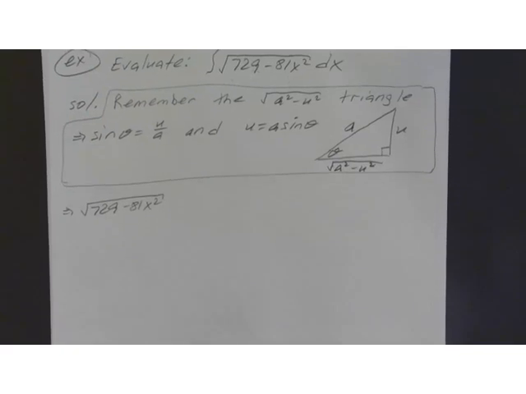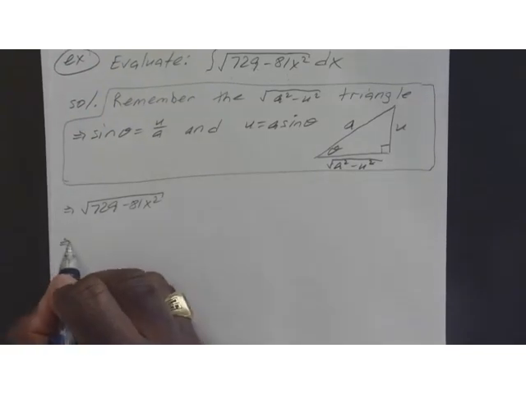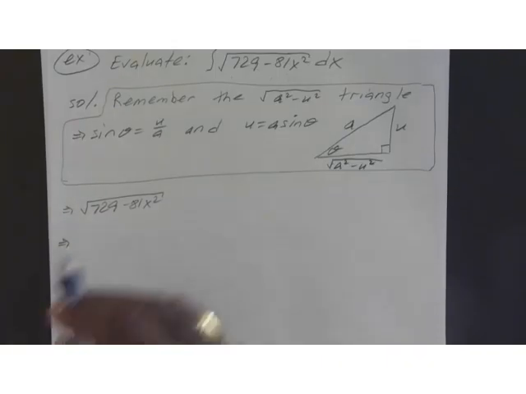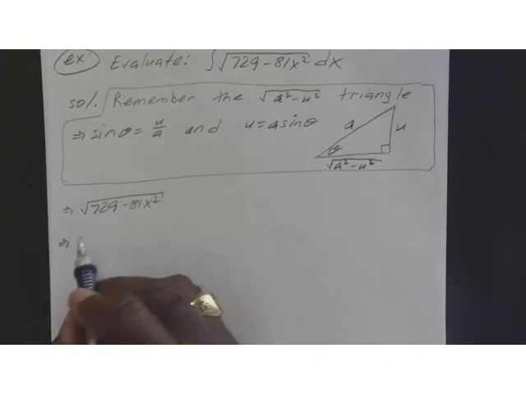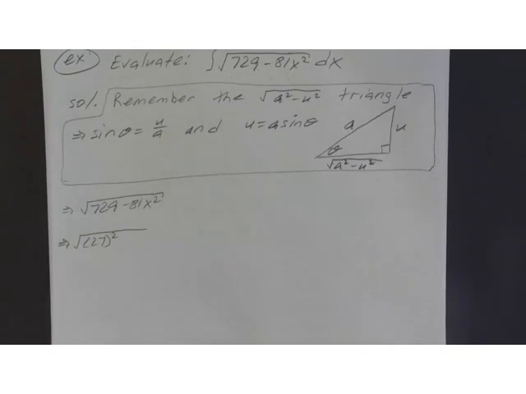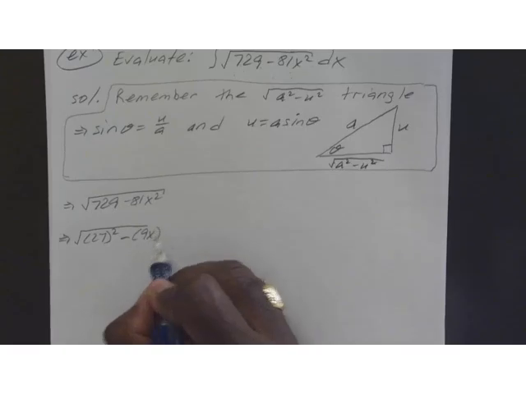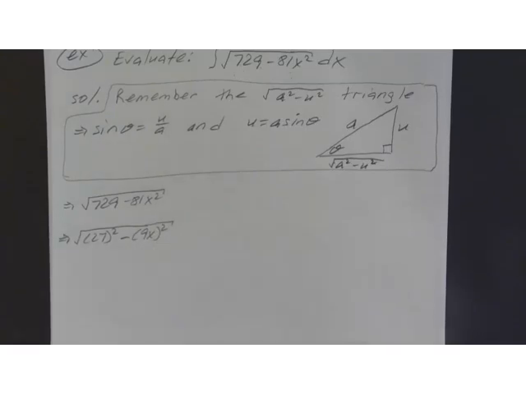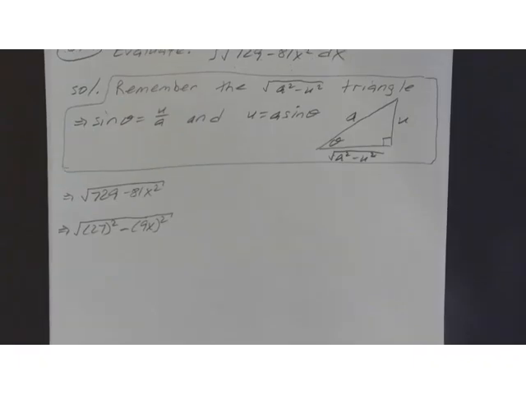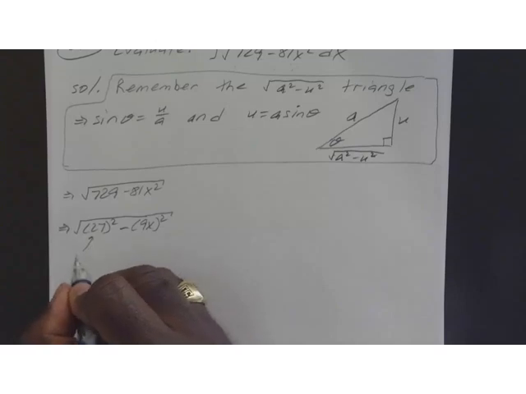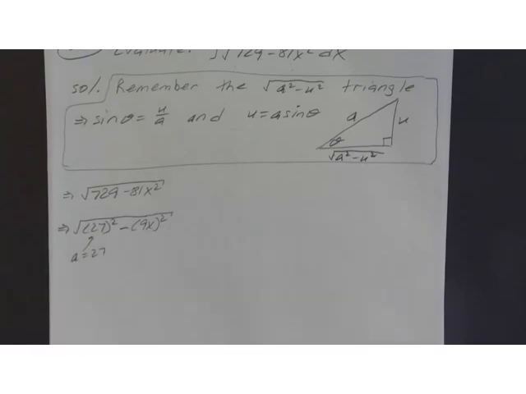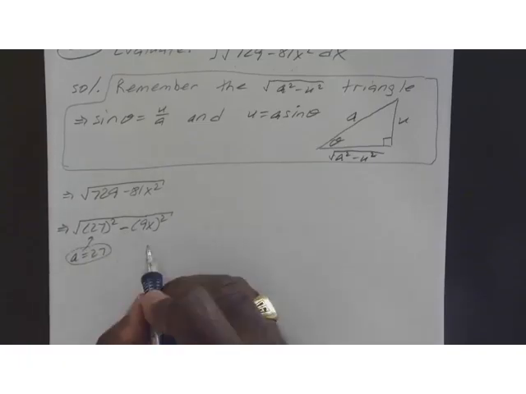After a little trial and error, because it's not really a root I know off the top of my head, the square root of 729 is 27. So we can rewrite this as 27 squared minus 81x squared, which is 9x squared. So we know that a is equal to 27 and u is equal to 9x.